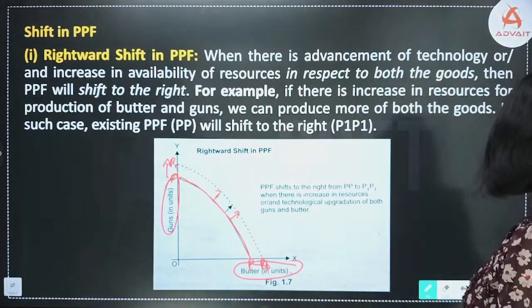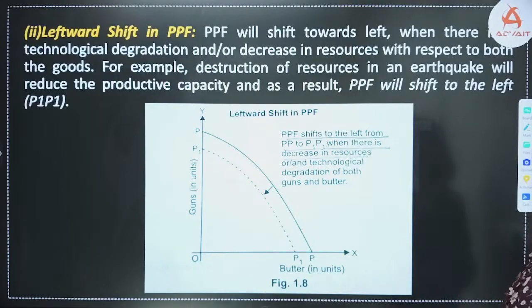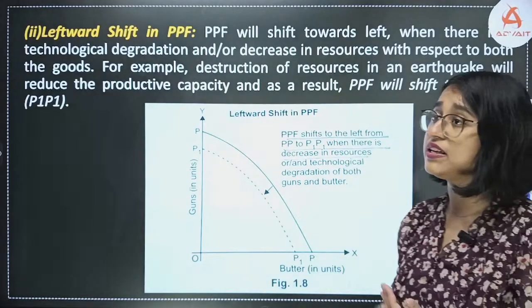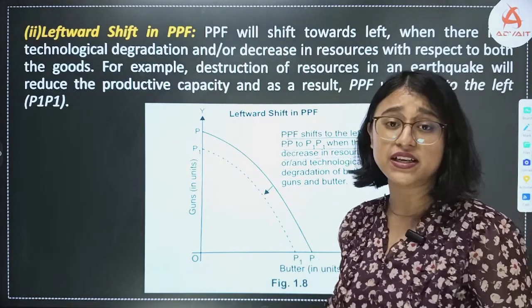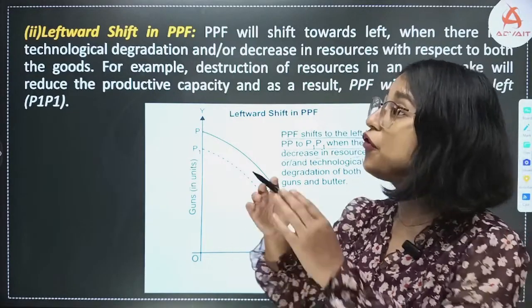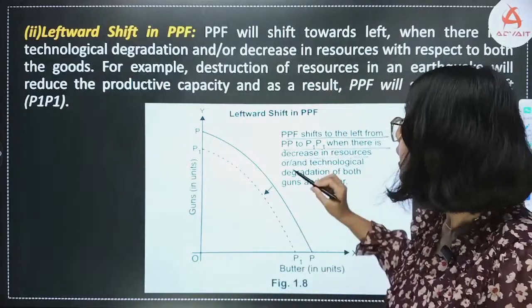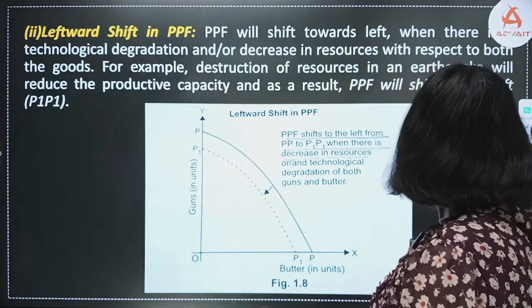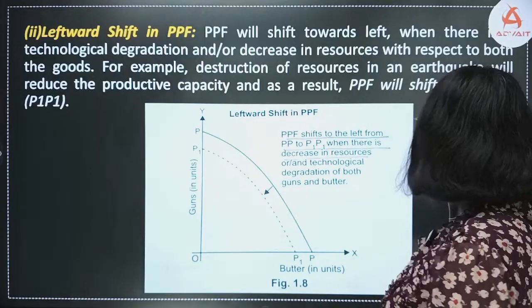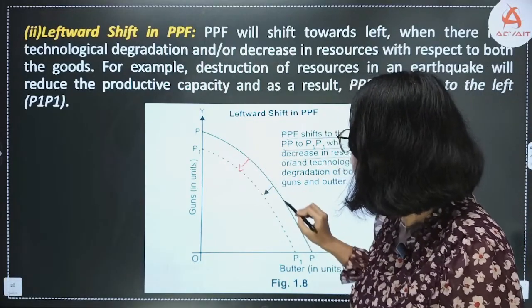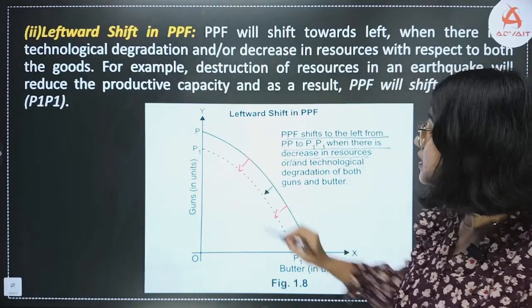On the other hand, when there is a decrease in productive capacity or degradation of technology, a decrease in the level of resources available for both the goods that we are taking on both the x-axis and y-axis, it will lead to the leftward shift of the PPF towards P1, P1.